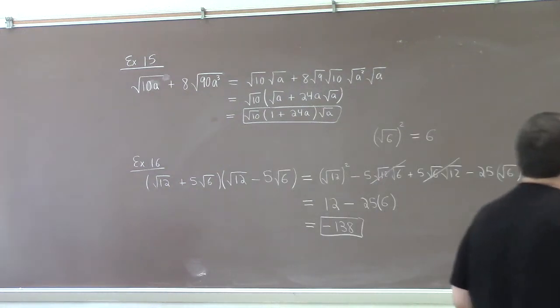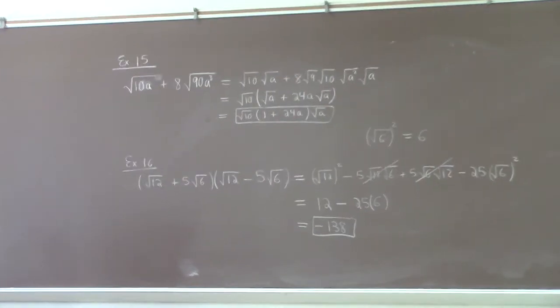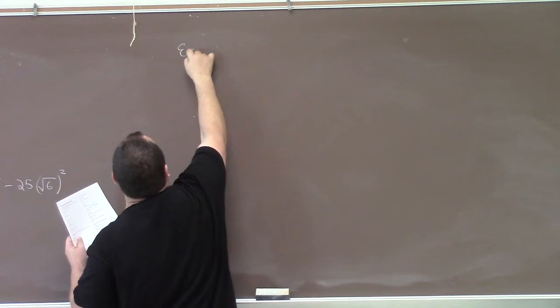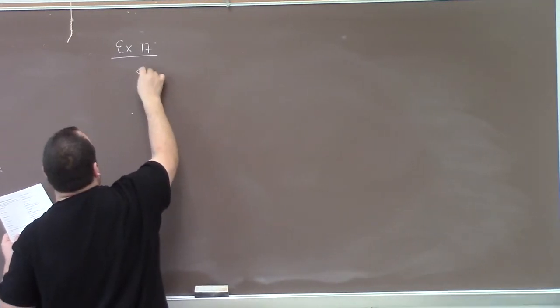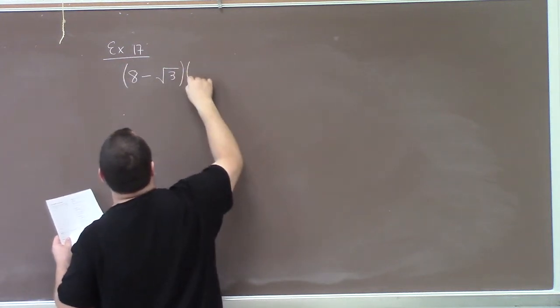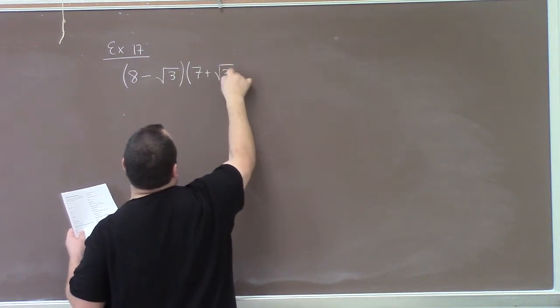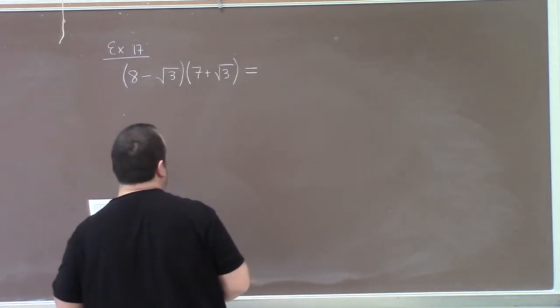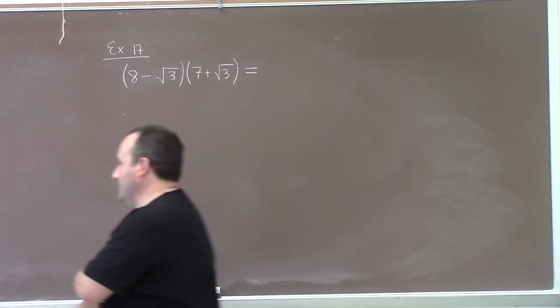Now, past exercise 17, there's a new concept that we have to cover. But fortunately, everyone's here, so it's good, right? Let's see here. Exercise 17. 8 minus the square root of 3 times 7 plus the square root of 3. So we multiply, right?